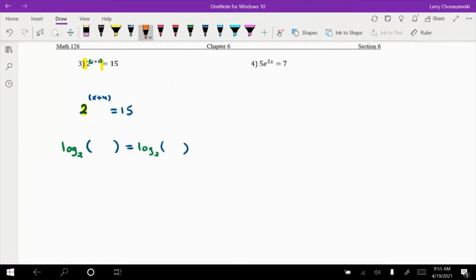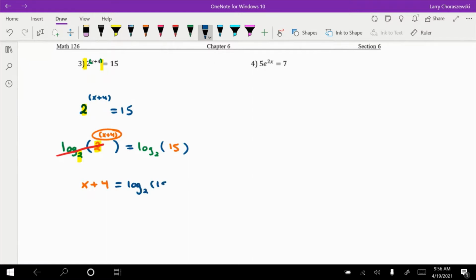And going in the argument with the log on the left will be 2 to the power of x plus 4. And then with the log on the right would be 15. Now because the base of the log matches the base of the exponential, we get canceling. And what's going to be left over is x plus 4. And that's going to be back down on the ground.